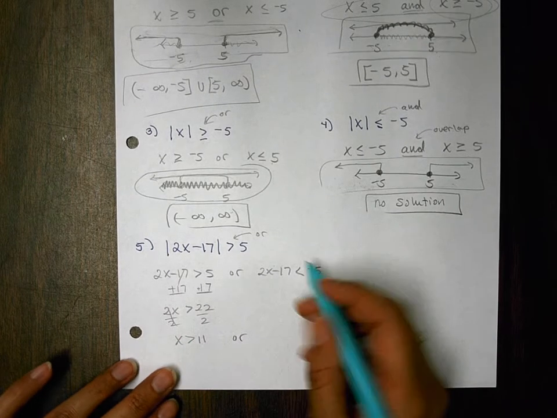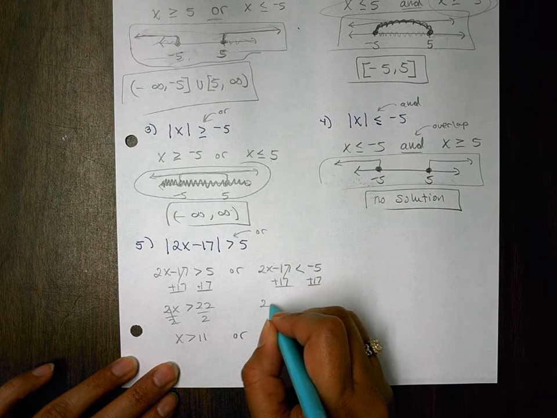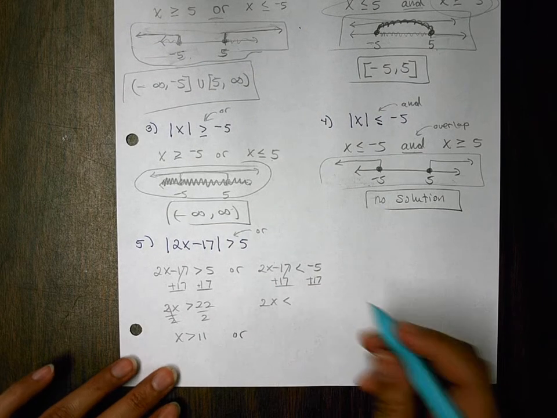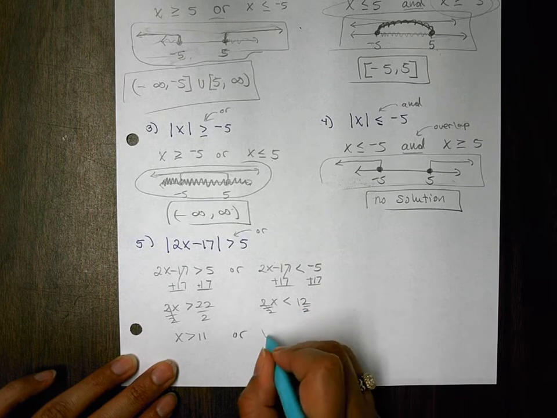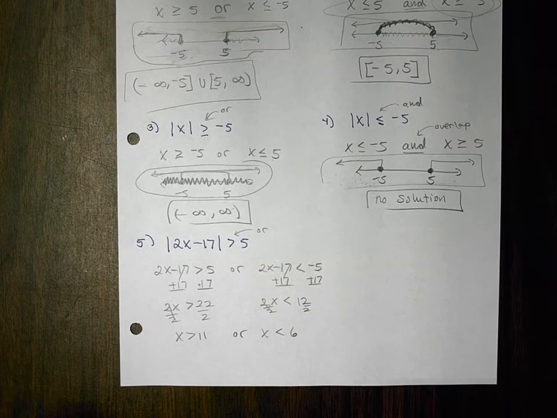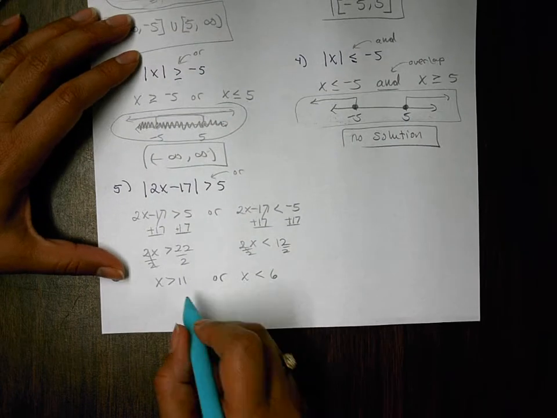Or, let's solve this one, add the 17. 2x is less than positive 12. Divide by 2. X is less than 6. All right, we solved it. Now let's graph it and write our answer in interval notation.